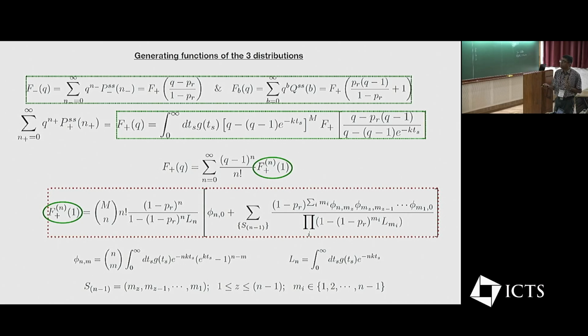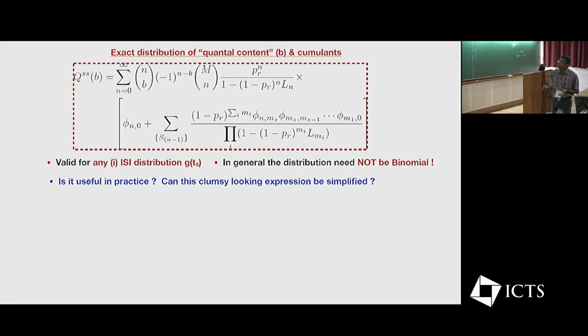It's a clumsy formula, but once you know the f plus n, you can go back and from here get the f plus q. From the f plus q you can get the fb, then you can take the derivative with respect to q and set q equal to 0 and get qb. So that's the procedure. One can do that, and finally this is the qb. This is the formula for any interspike interval GTS. Generally it doesn't look so simple that it will reduce to a binomial. One has to check, but it's a clumsy looking formula.